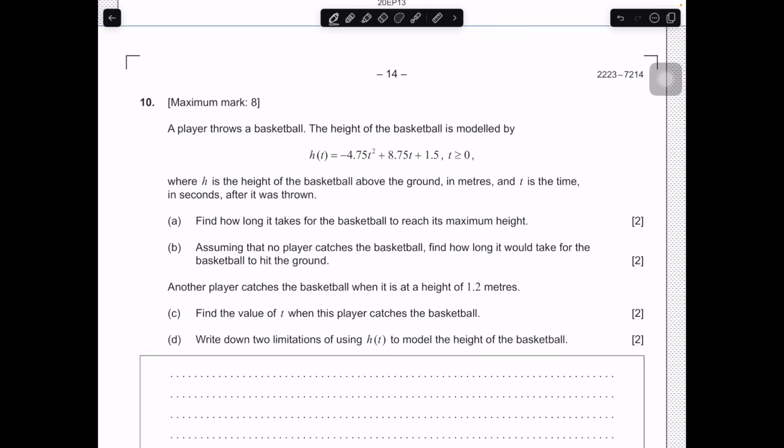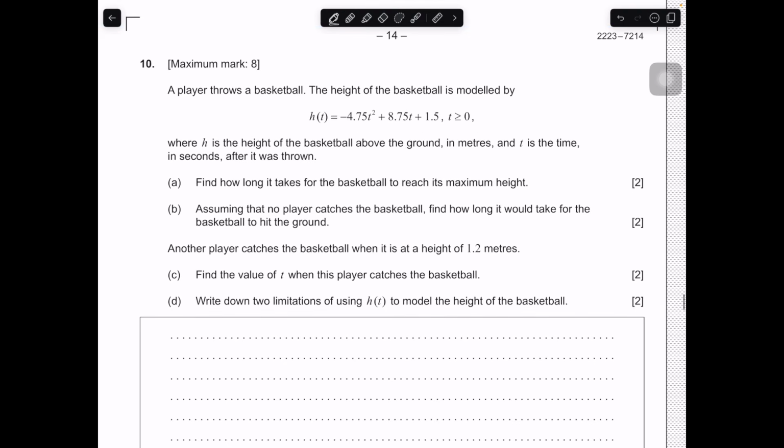All right. Question 10, 8-mark question. One of the bigger questions on this paper. Here we go. A player throws a basketball. The height of the basketball is modeled by h of t is equal to negative 4.75 t squared plus 8.75 t plus 1.5. So height as a function of time. We input different values of t and we get the height at a given point. It's the height of a basketball and we're going to throw this basketball.